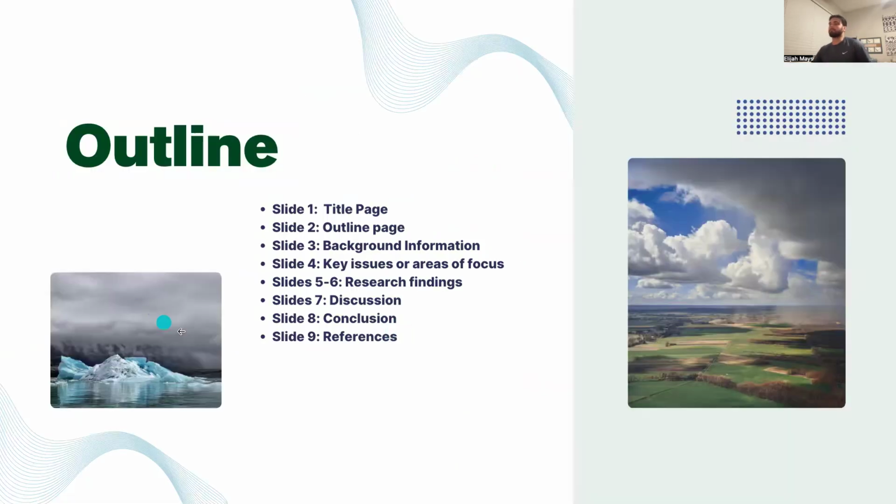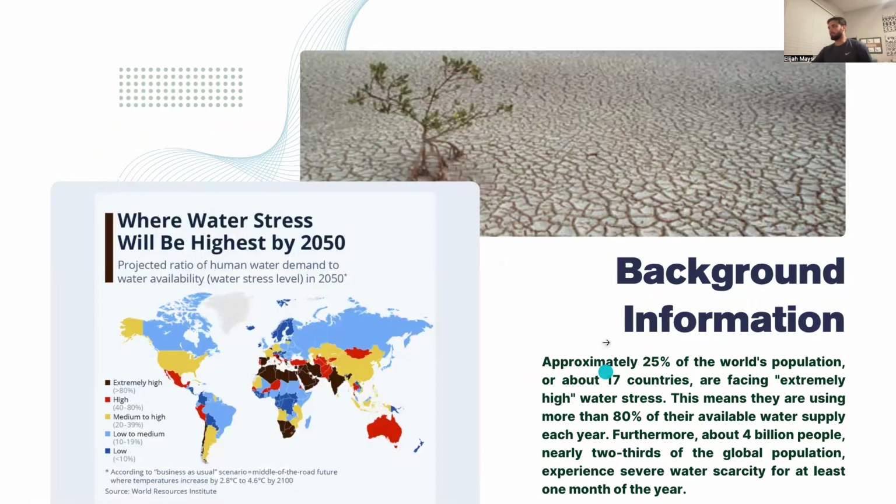Okay, so here's an outline of my presentation of what we're going to be going through. Obviously, we went through the title page. This is my outline page. We're going to go through some background info and key issues and areas of focus with desalinization of our ocean water to help water scarcity. Then I'll discuss what all this means, and the conclusion and everything like that. So as you see here, here's the important info you need to keep in mind.